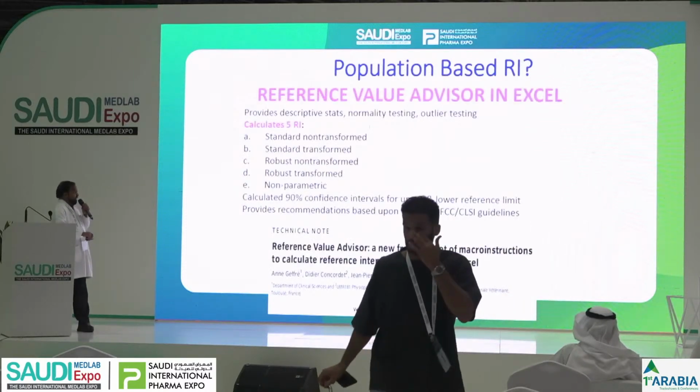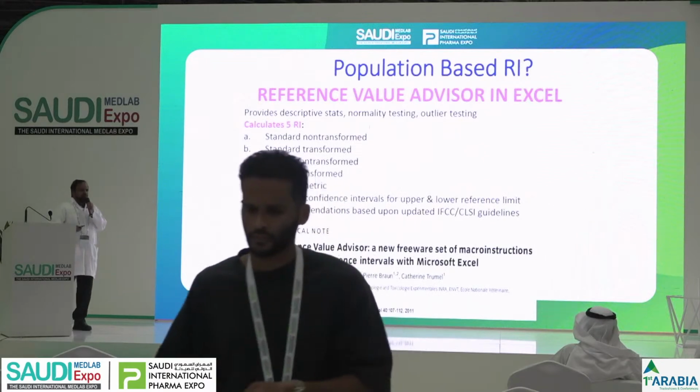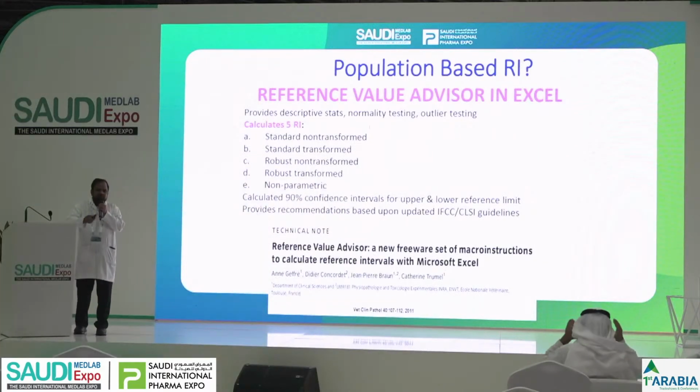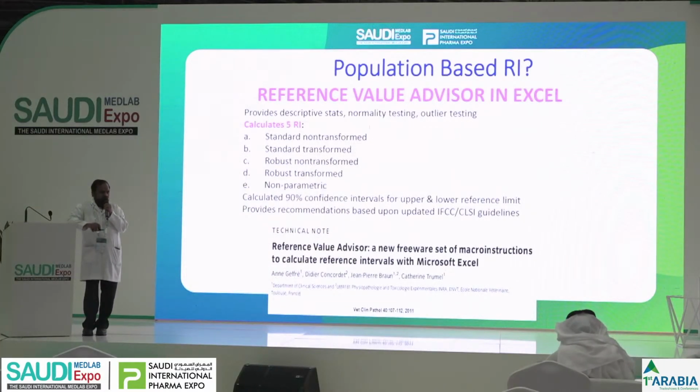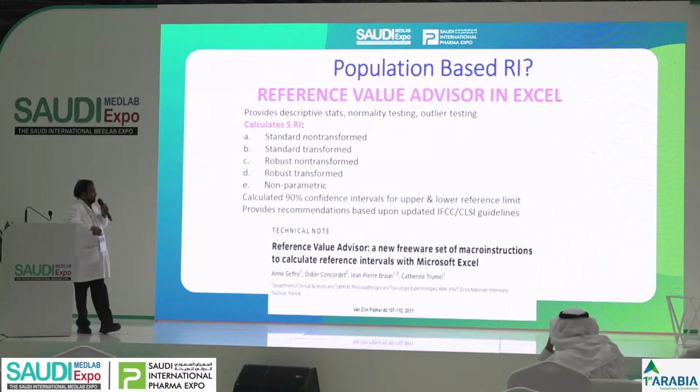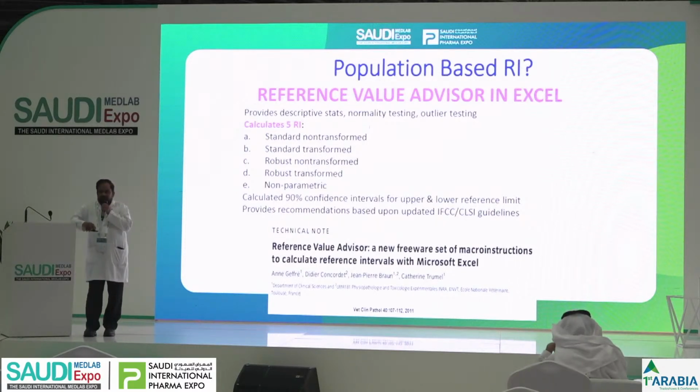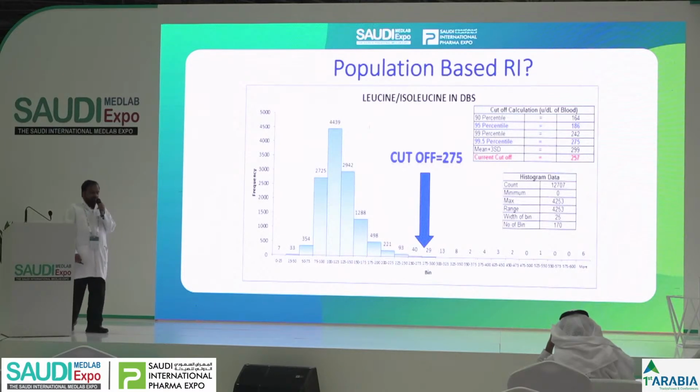After the sample criteria, where should I do it? Most labs do not have EP Evaluator, so where to do it? Again, you go to Google and write down Reference Value Advisor. As soon as you accept it and download, it will appear in your Excel sheet. Then in that Excel sheet, you put your data, and once you put the data, everything will be automatically calculated.